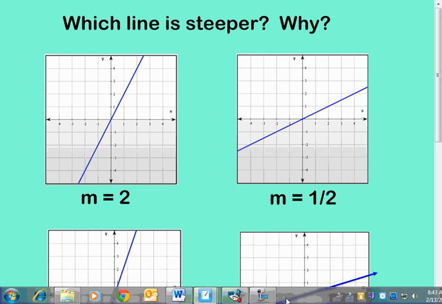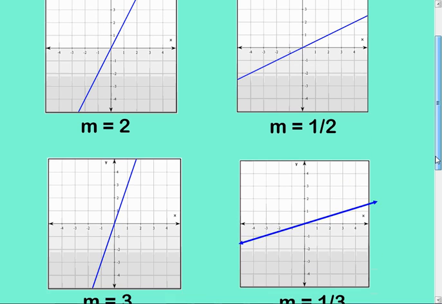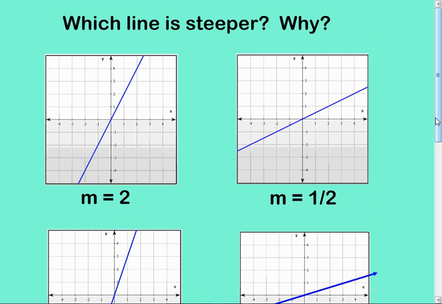Okay, which line is steeper? We just talked about steepness. Okay, that's working out. Which is steeper between these two? So it's page 2. Now, look at the numbers. For it to be steeper, what's true about this number? How does that compare to 1/2? It's what? Bigger or smaller? Bigger.